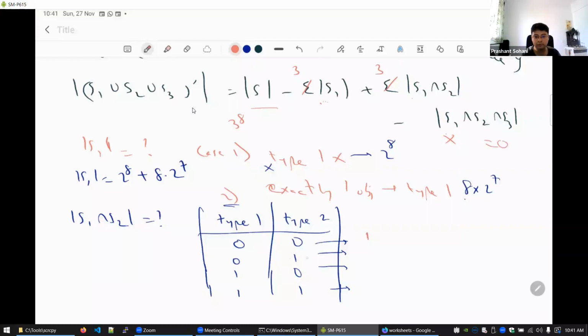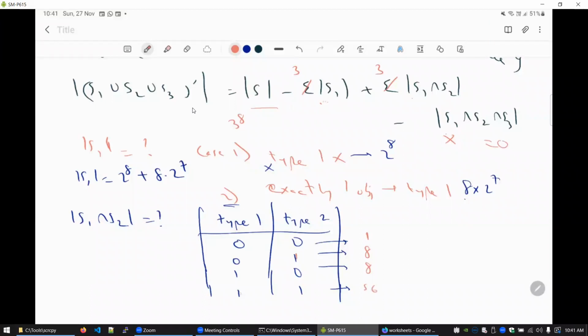Let's say only one object of type 2, then it would be 8, because we just have to choose which that object is, and all the other objects are forced to be type 3. Here also 8, and in the final bucket, 8 into 7, 56, right? Yes. Because basically 8 choices for type 1 and 7 choices for type 2. And everybody else will be forced to type 3.